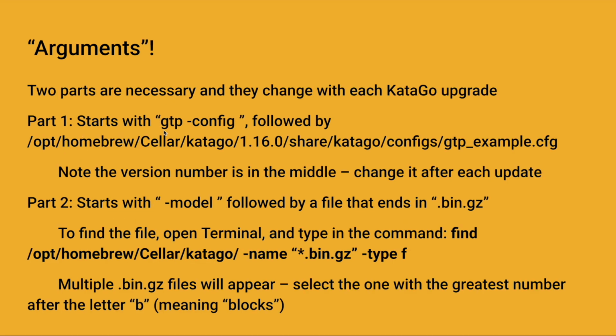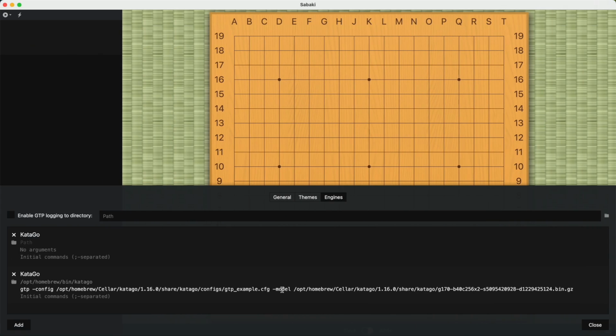So there are 2 parts. Part 1 starts with gtp -config, followed by a CFG file. And this should be the file. The name is very long, and note that the version number, which the one I have is 1.16.0, is right here in the middle. And you can change this after each update. This is the only thing you need to do, at least for now. All previous versions have followed this format for the CFG file. So as we can see, this is the first part in this argument.